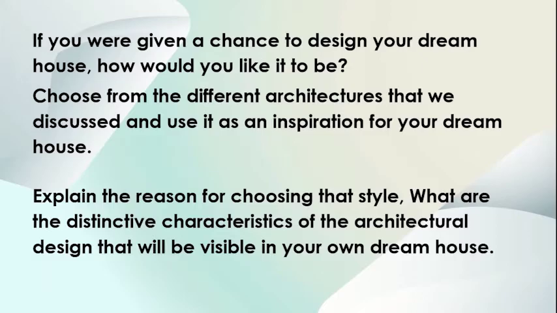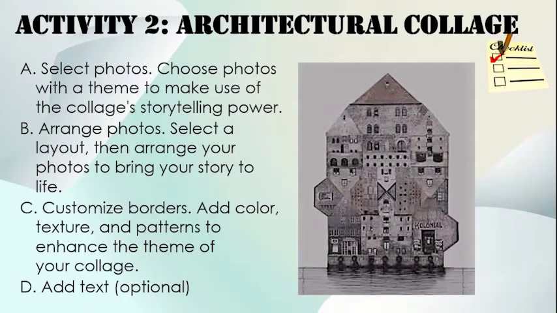your own dream house. For your second activity, this is called the architectural collage, and here's how you're going to do your activity. 1. Select photos. Choose photos with a theme to make use of the collage storytelling power. 2. Arrange photos. Select a layout and then arrange your photos to bring your story to life. 3. Customize borders. Add color, texture, and patterns to enhance the theme of your collage.